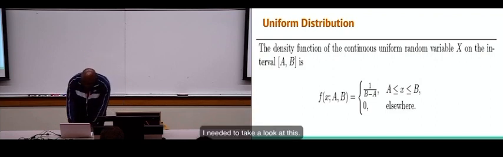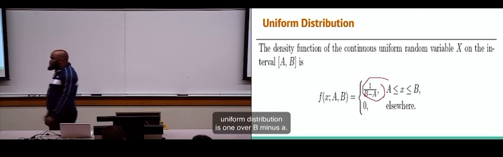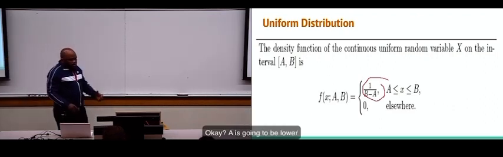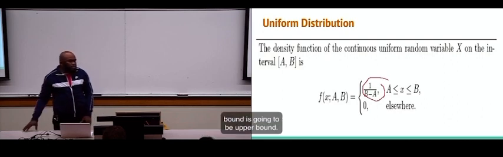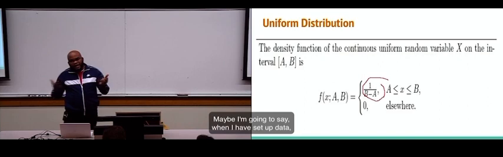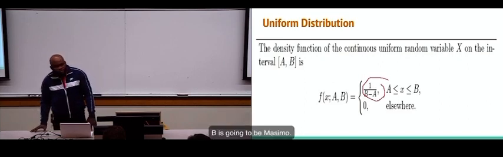I need you to take a look at this now. The probability density function of a uniform distribution is 1 over b minus a. What is b? What is a? Okay, the a is going to be lower bound, b is going to be upper bound. Maybe I'm going to say, when I have set of data, a is going to be the minimum, and b is going to be maximum.